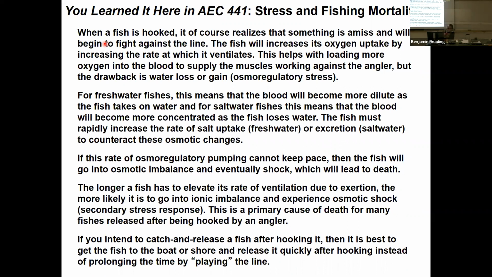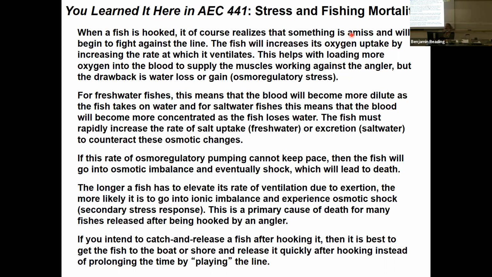Stress and fishing mortality. Now, this is sort of tying us all together. Why is osmoregulation important? How is it tied to oxygen consumption? And how is this tied to stress? Well, here you go. When a fish is hooked, let's say you're out fishing, you've got a fish on the line, it bit, you set the hook, it's on there, struggling. When you hook a fish, it of course realizes something is amiss. It has perceived this noxious stimulus of a hook in its mouth. And it will begin to fight against that line. And you start reeling it in.